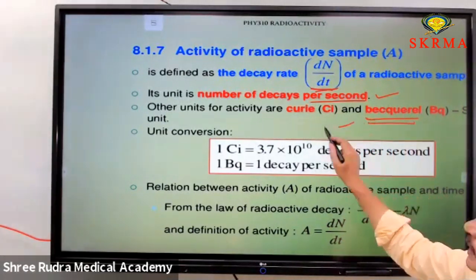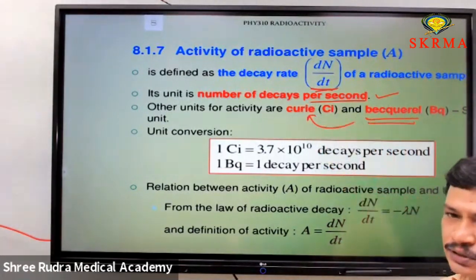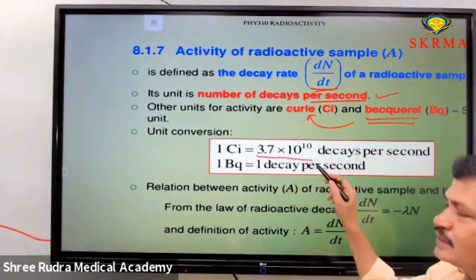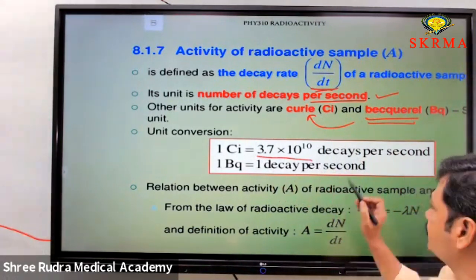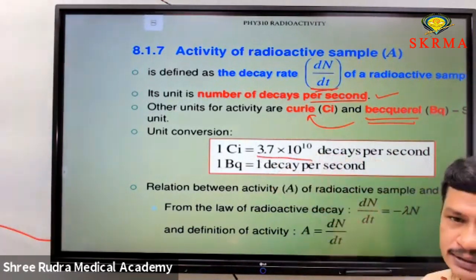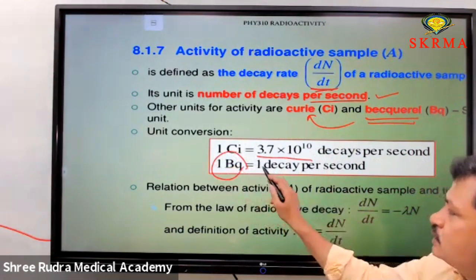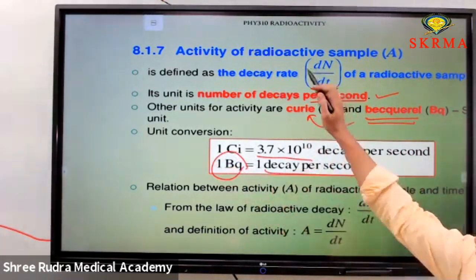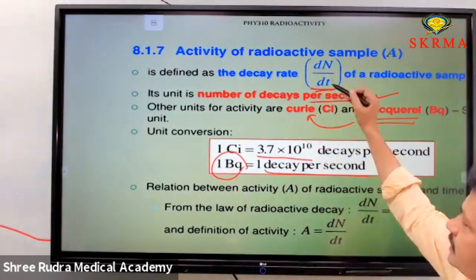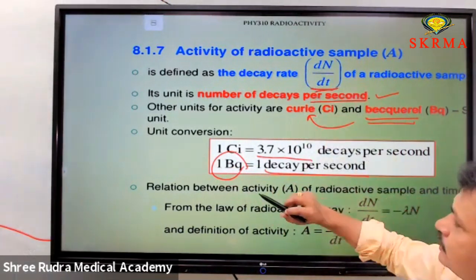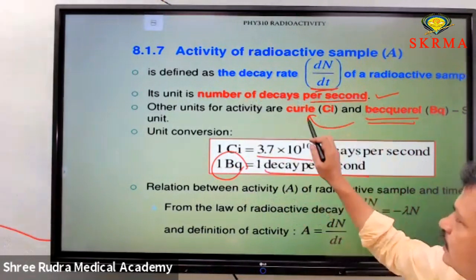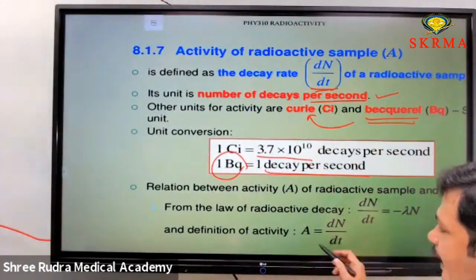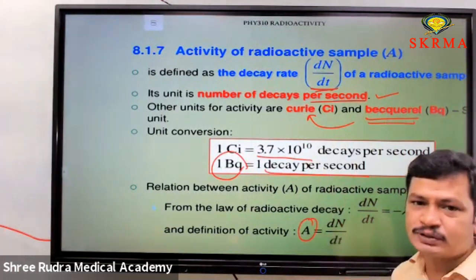Or this can also be expressed in curies. How many decays per second is 1 curie? 3.7 into 10 power 10 decays per second is 1 curie, and 1 becquerel is 1 decay per second. These three are the basic units of activity. The activity is dN by dt. The units are number of decays per second, curie or becquerel. The activity is generally represented with capital A.